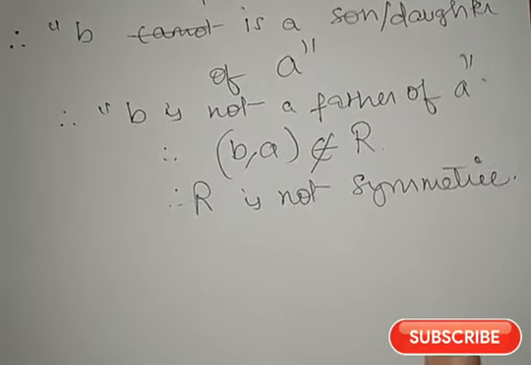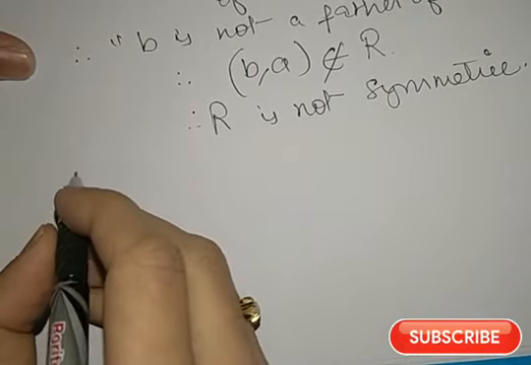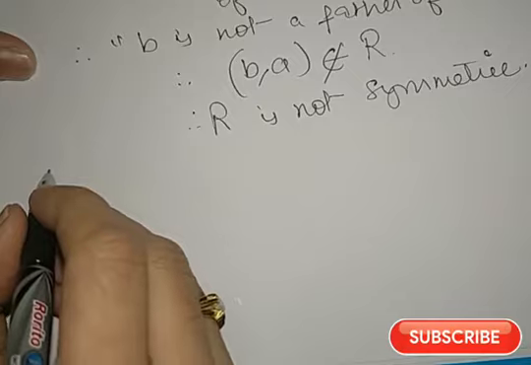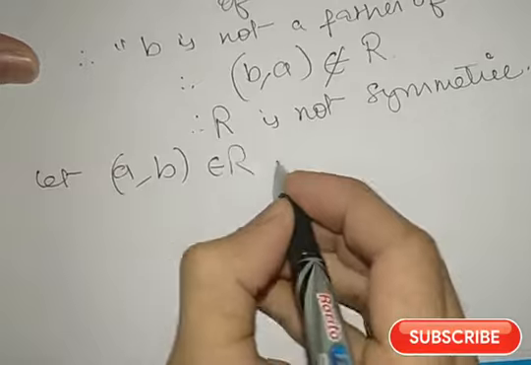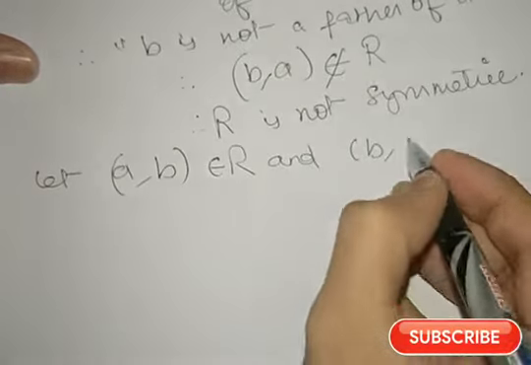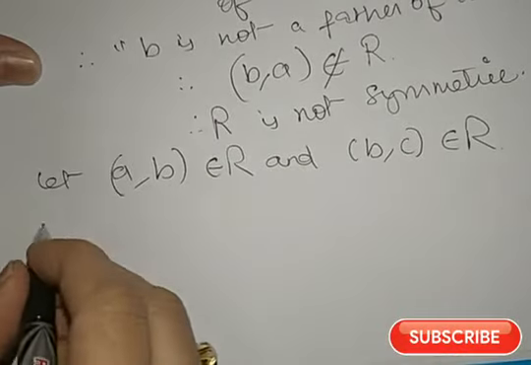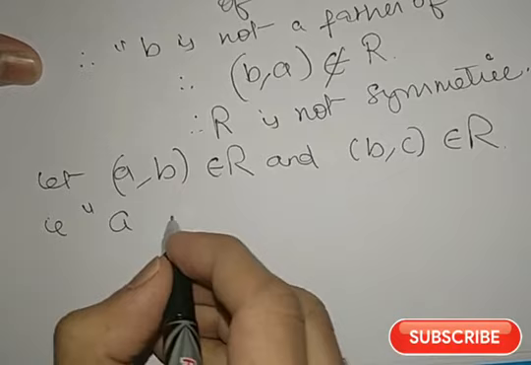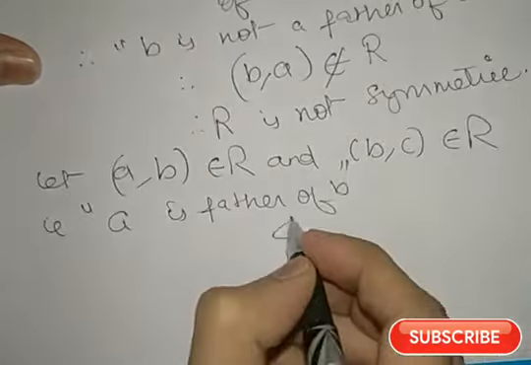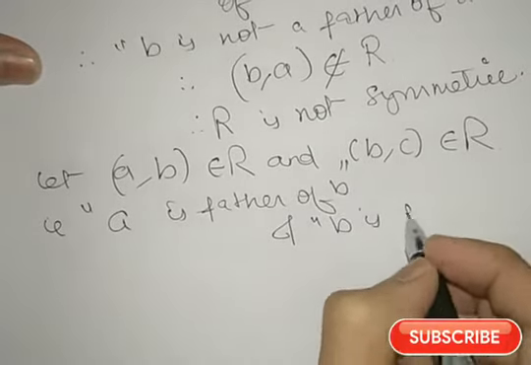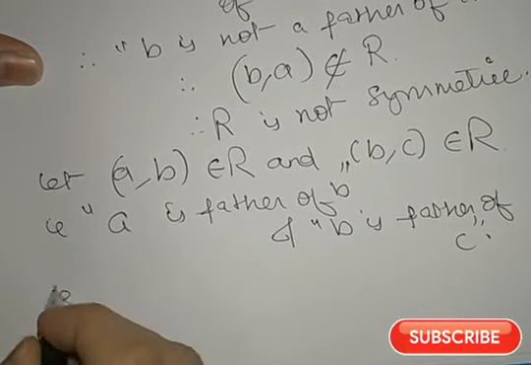Okay, now let us go to the third thing, that is to prove that R is transitive or not. Okay, so now let (A, B) belong to R and (B, C) belong to R. So that is, A is father of B, right, and B is father of C.